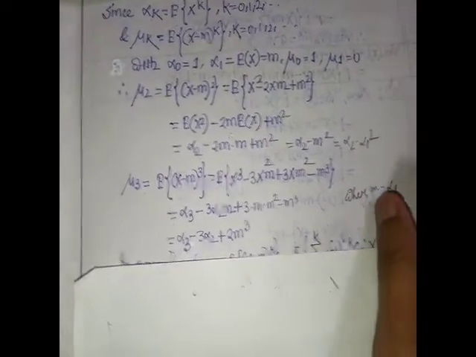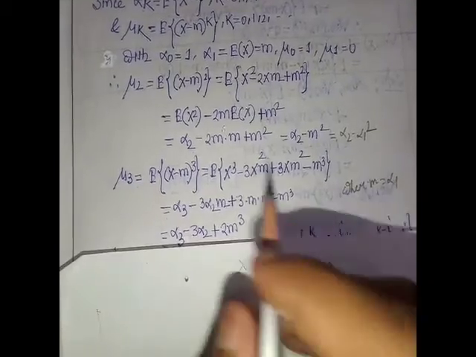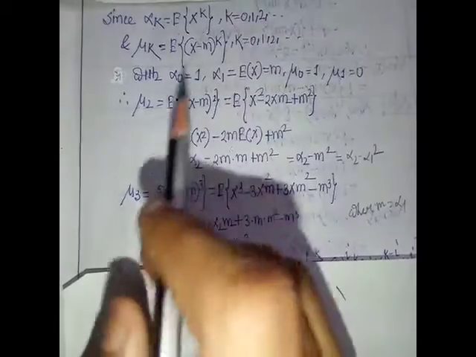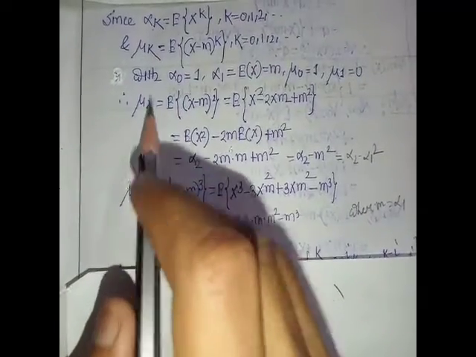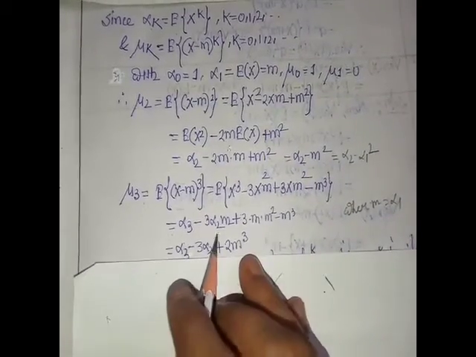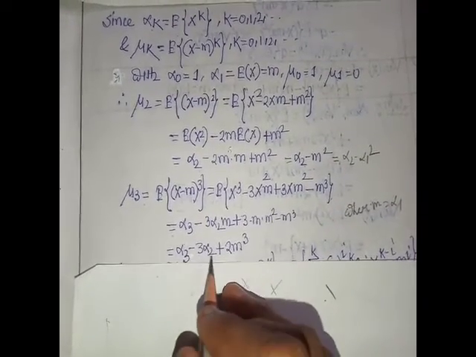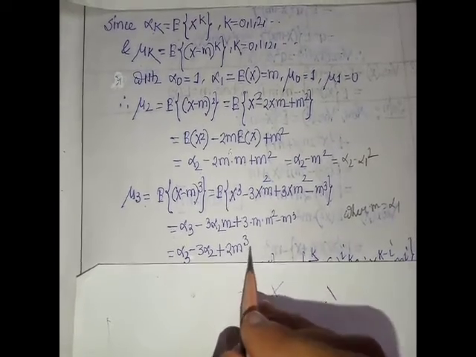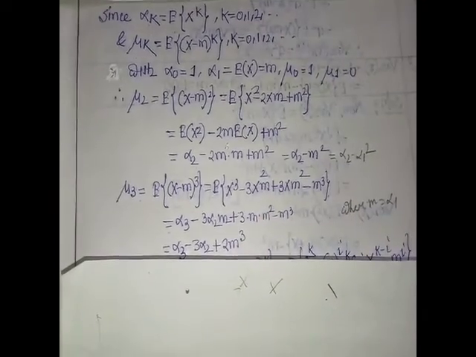Alpha 1 means expectation of x. So if we calculate the relation between central moment and moment about origin, we get the same result. So mu 2 equal to alpha 2 minus alpha 1 square, mu 3 equal to alpha 3 minus 3 alpha 2 alpha 1 plus 2 into alpha 1 cube. Alpha 1 cube means m cube. Similar process.